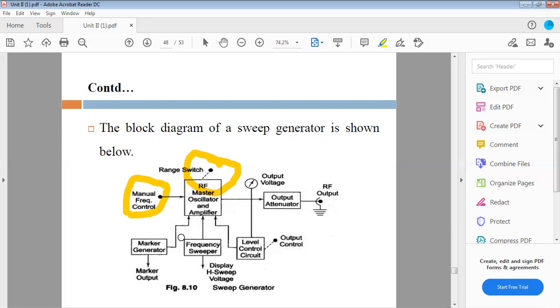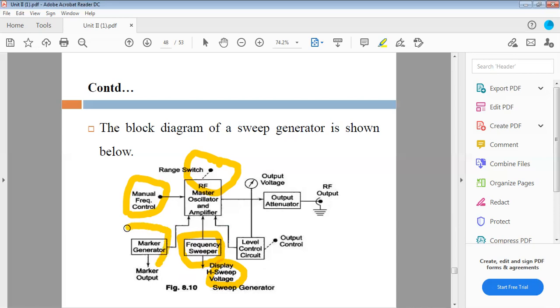Next, here we have a frequency sweeper. This frequency sweeper produces the modulating voltage to the RF master oscillator. When this voltage is supplied to the RF master oscillator, the reactance of the oscillator tank circuit will change the frequency. So here it is generating a sweep rate of 20 sweeps per second. This frequency sweeper is also producing the sweep voltage, which is used for driving the horizontal deflection plates of the CRO.